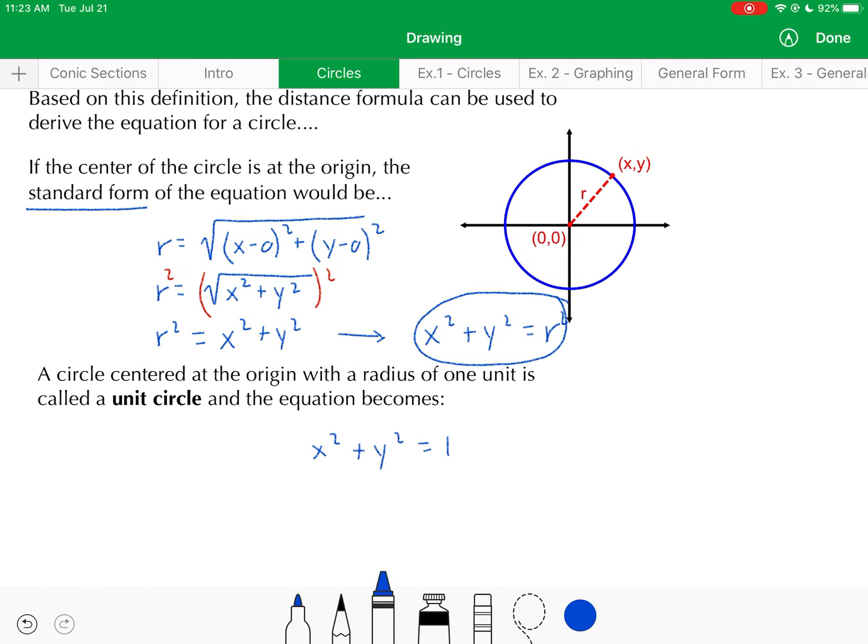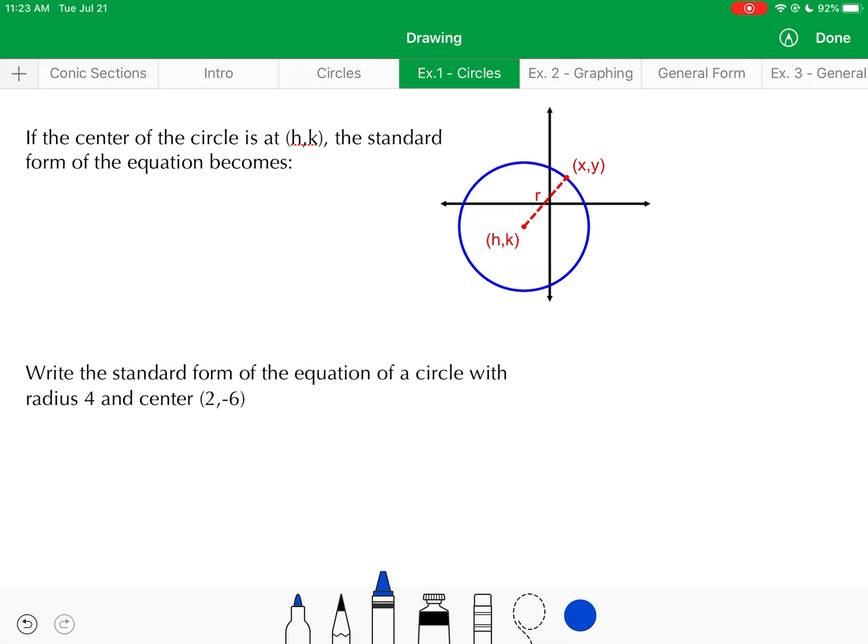Okay. Now, let's say we want the center of the circle to be somewhere other than at the origin. So let's just say the center is moving to a point of h, k, where h is the x-coordinate of the center, k is the y-coordinate. Then you can simply apply a transformation rule, specifically a translation, to your equation, and that turns it into the following: (x minus h) squared plus (y minus k) squared is equal to r squared.